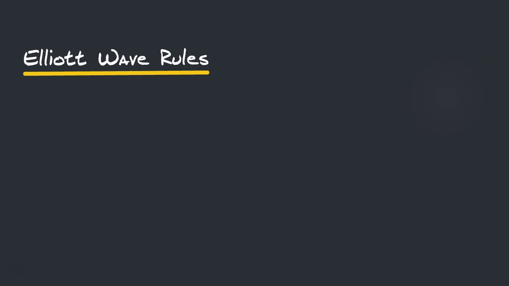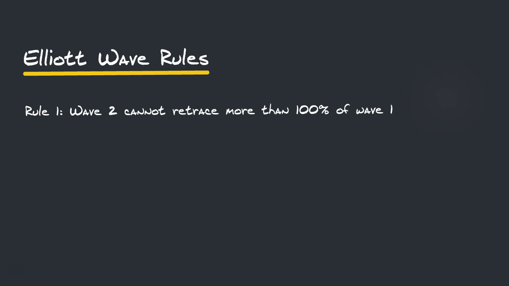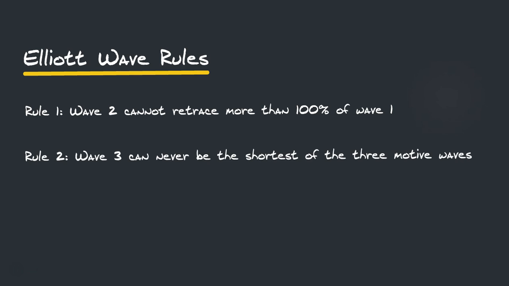There are 3 hard rules which should never be broken. Rule 1. Wave 2 cannot retrace more than 100% of Wave 1. Rule 2. Wave 3 can never be the shortest of the 3 motive waves. Rule 3. Wave 4 can never overlap Wave 1.